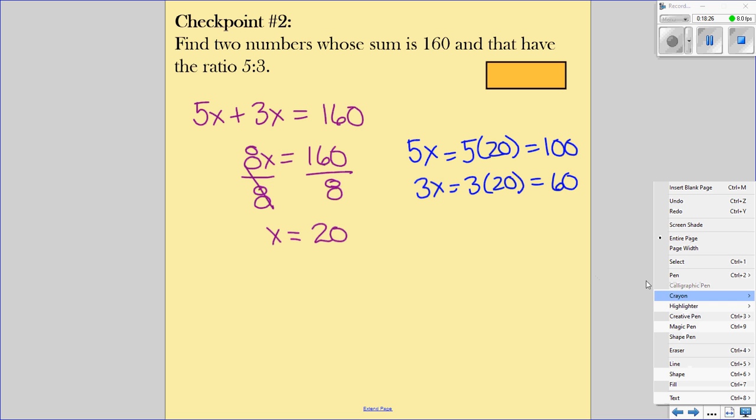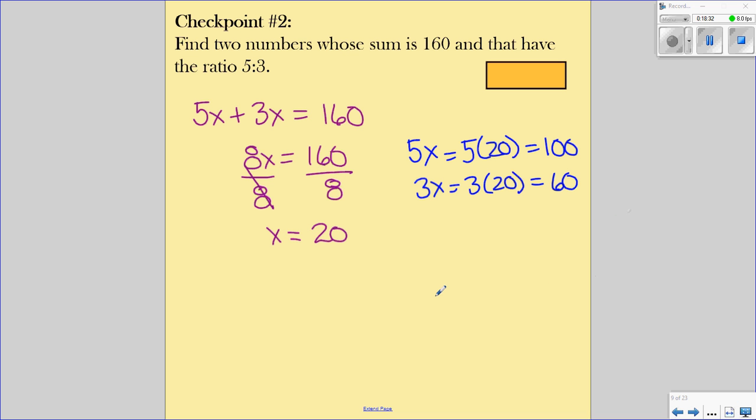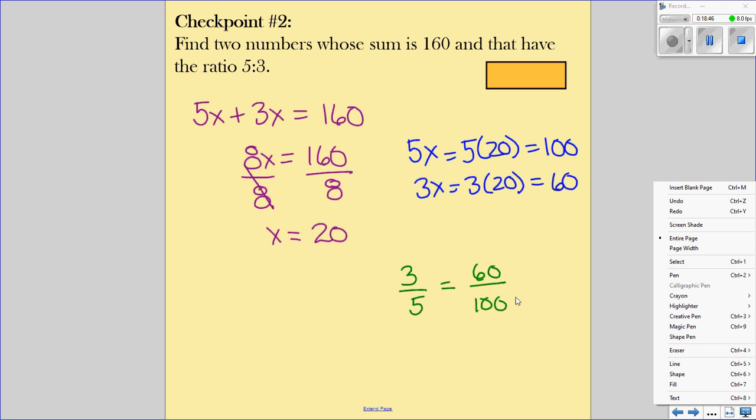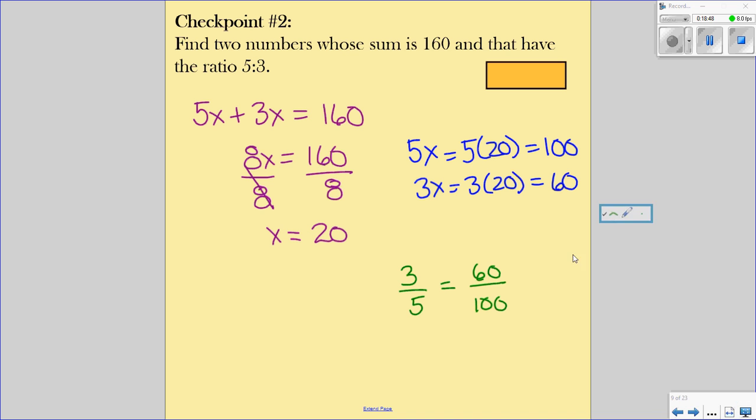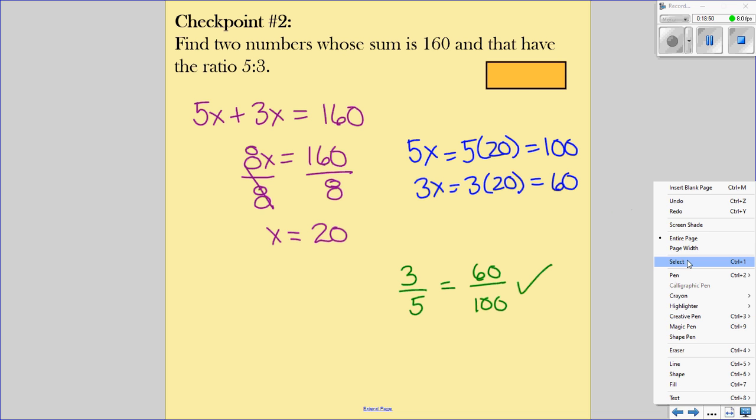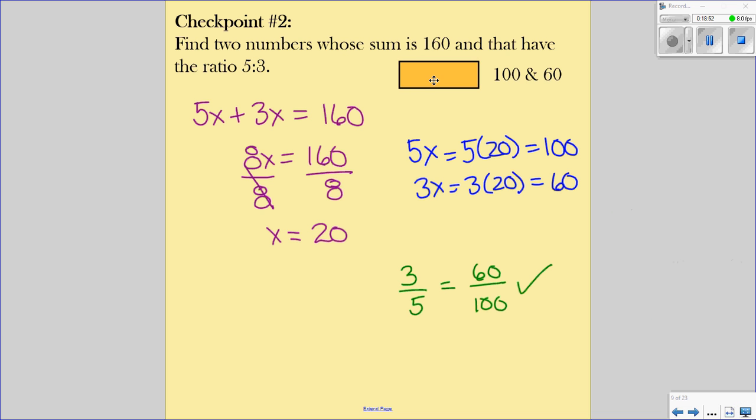And you know that those two, 60, actually I should put that. So if you had 3 to 5, it is in proportion to 60 over 100 because you multiply the 20 to get from 3 to 60 and 5 to 100. So that just serves as a check to make sure that you're going in the right direction.